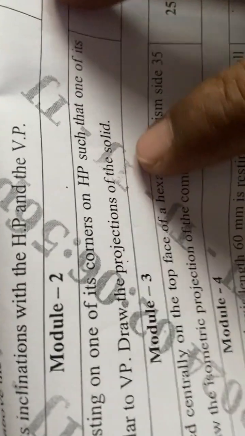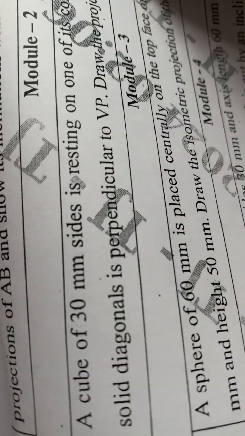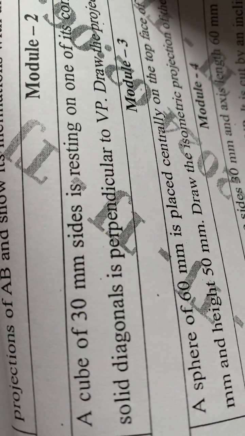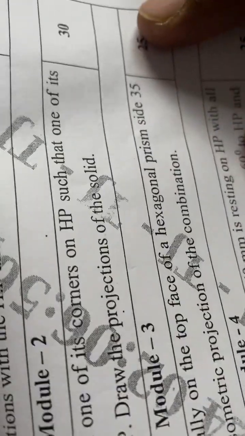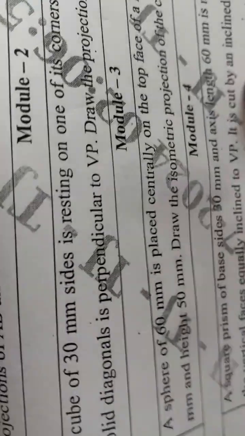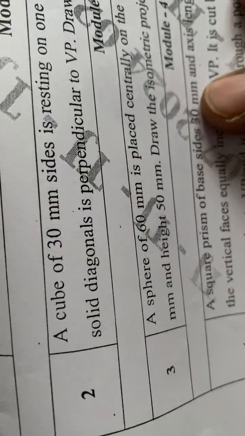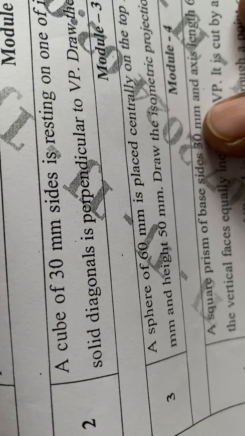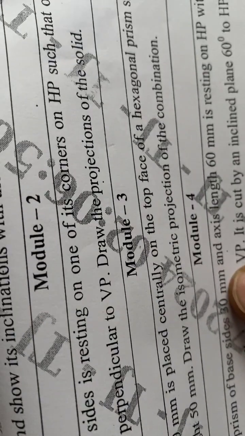It says: a cube of 30 mm side is resting on one of its corners on HP such that one of its solid diagonals is perpendicular to VP. Draw the projections of the solid. So first, he's saying very clearly that it is a cube, 30 side, resting on one of its corners on HP.